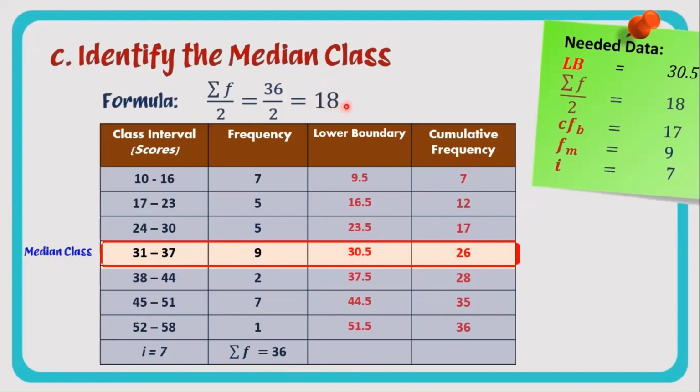Our summation f divided by 2 is equal to 18. Our cumulative frequency before the median class, so our median class is here, is 17. Next is the frequency of the median class, here it is, 9. And the size of the class interval, which is 7. So our data needed is ready now.